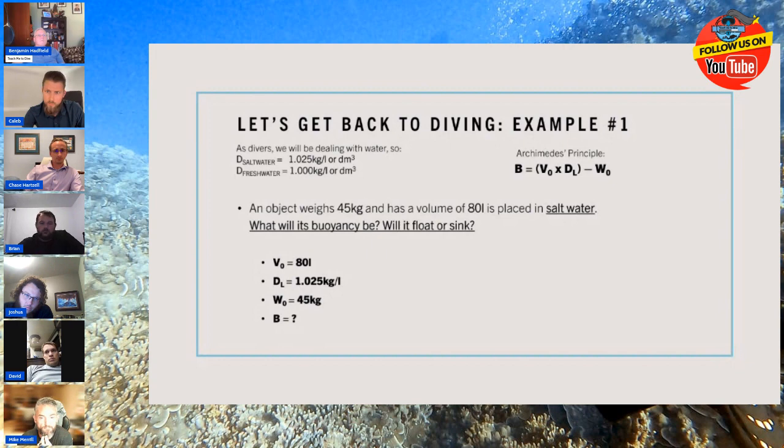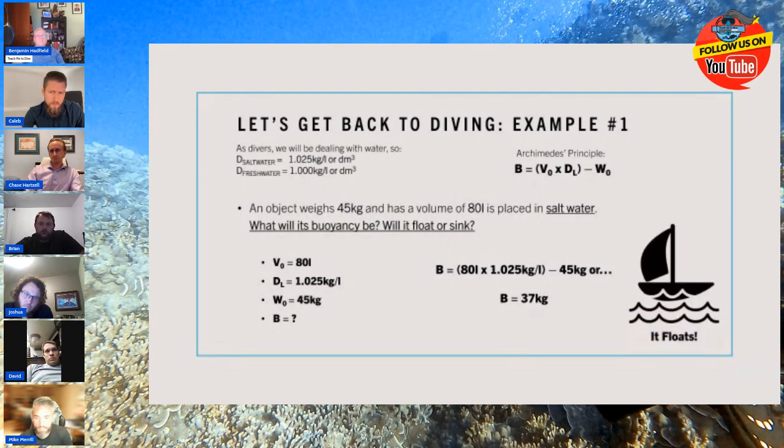Anyone got it? So I'm coming up with a buoyancy of 37 for that, which if it's positive, I'm assuming would mean that this will float. That is correct. So 37 kilograms, and that's a positive number. So it floats. All right.